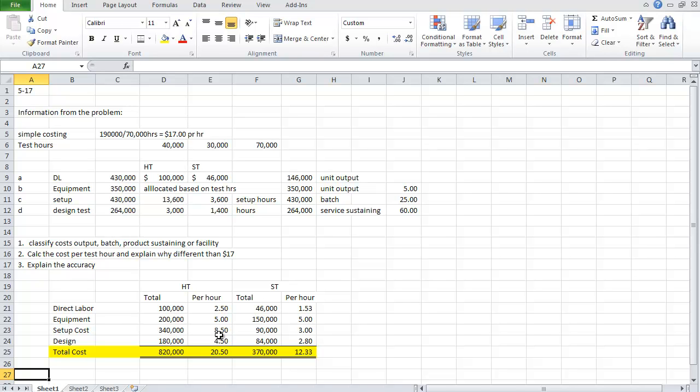So if we look at number 3 and it says explain the accuracy, the ABC system better captures the resources needed for heat testing and stress testing because it identifies all the various activities undertaken when performing the tests and recognizing the level at which these costs vary. So what I'm saying is the ABC system generates a much more accurate product cost. Now, Vineyard's management can use the information from ABC to make better pricing and product mix decisions.